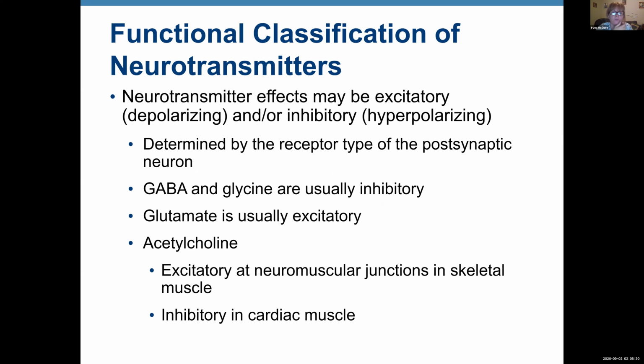Okay. And of course, we can also classify neurotransmitters based on their function. Before, it was based on chemical structure, but based on function, we have either excitatory or inhibitory. And this depends not on the neurotransmitter really, but on the receptor. So remember that GABA and glycine are usually inhibitory, glutamate is usually excitatory, and acetylcholine, very interesting: it's excitatory at the neuromuscular junction in skeletal muscles, so it excites your skeletal muscles, but it inhibits your cardiac muscle.